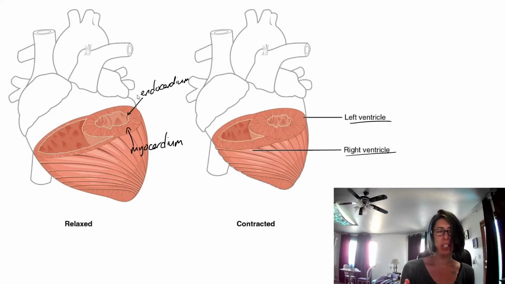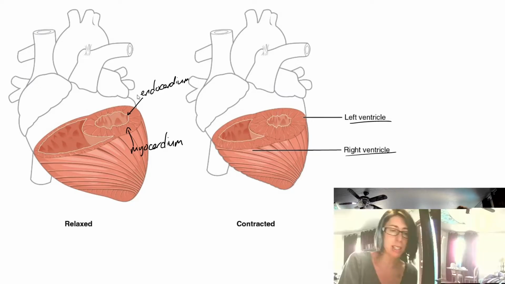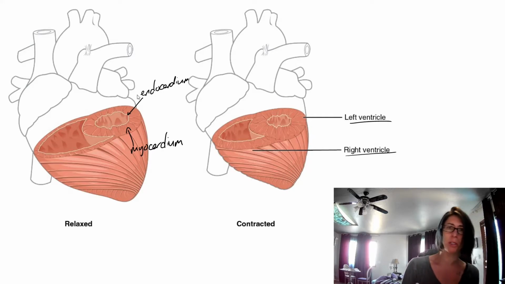Also in this image, it looks like the left ventricle has less volume. It looks like this space inside the ventricle is smaller, like it would hold less blood. That's just an imperfection in the drawing. The left and right ventricle hold the same volume of blood.